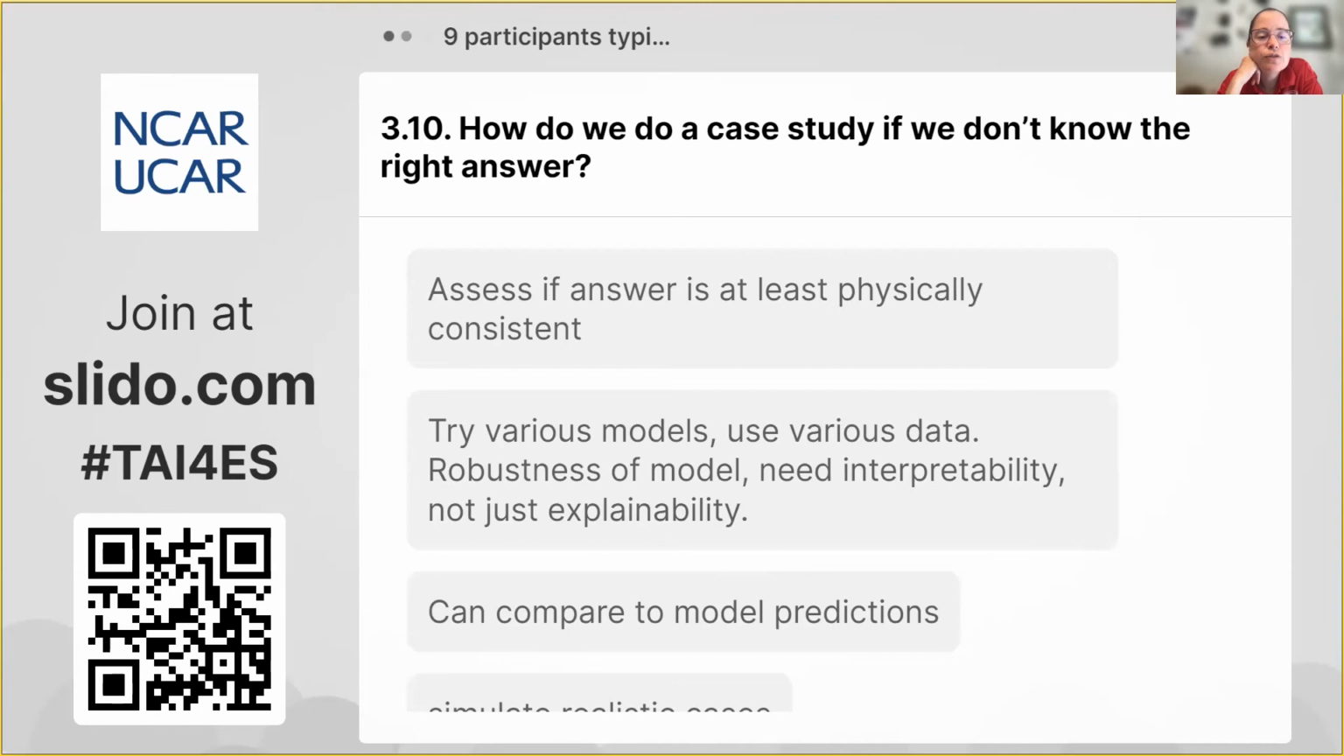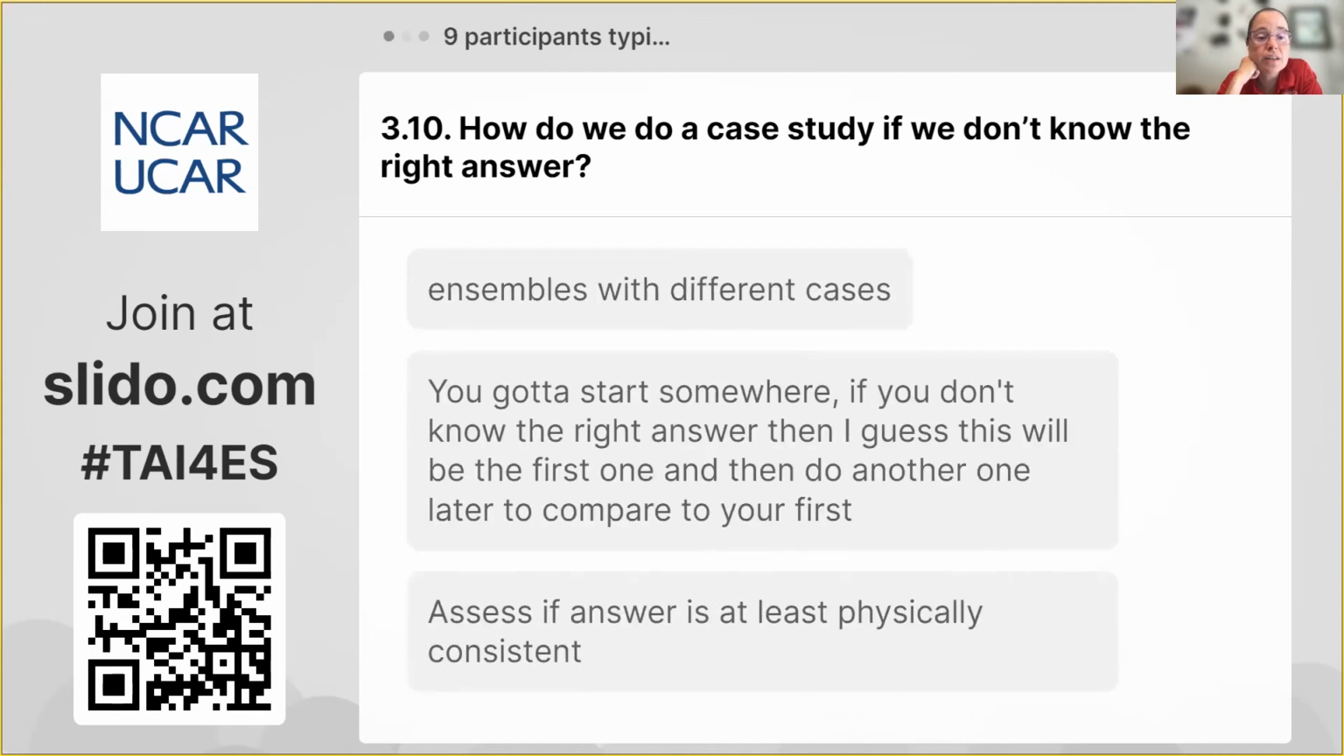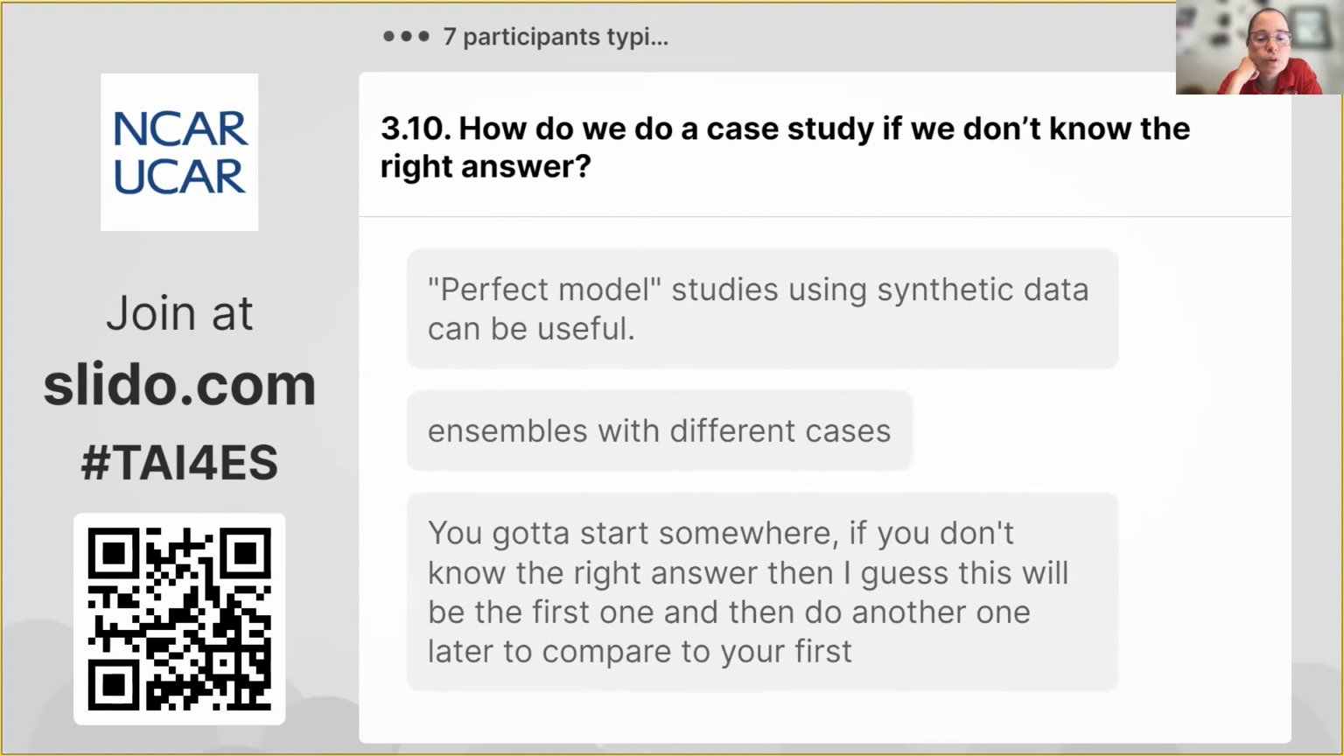Assess if the answer is at least physically consistent. Good point. Yes, so if we're making a case study for the future, we want to make sure that it's at least not lost its mind. You got to start somewhere. If you don't know the right answer, I guess this one will be the first one, and then you do another one to compare to your first.